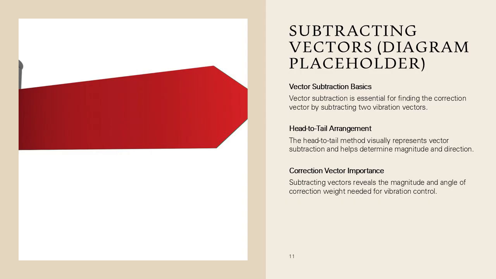This slide teaches vector subtraction, which is crucial for determining the correction vector. By subtracting the post-trial vibration vector from the original vibration vector, the practitioner identifies the vector that must be neutralized with a correction weight. The slide explains head-to-tail arrangement for subtraction, importance of consistent reference direction, and how subtraction reveals the magnitude and angle of required correction mass. Vector subtraction is a fundamental balancing step.